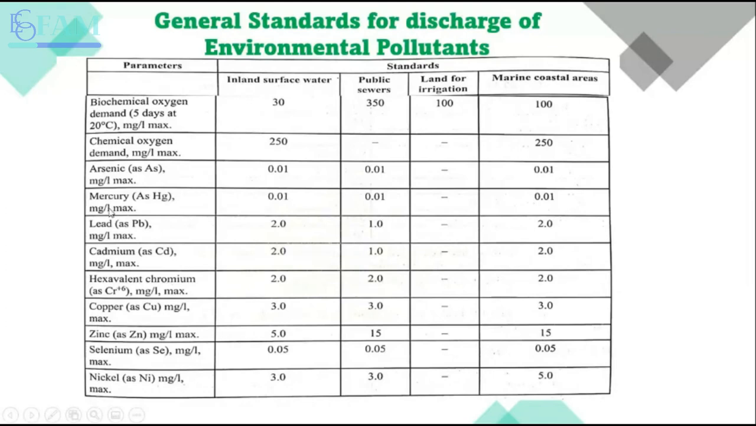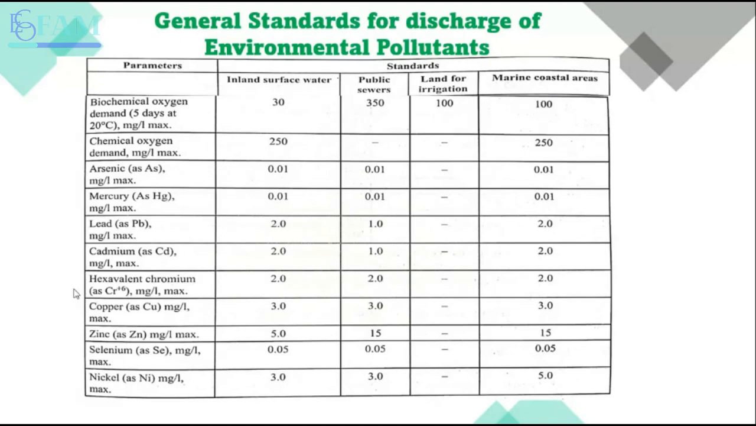Similarly, for arsenic and mercury, there are permissible limits. But I guess most of the treatment plants don't follow these parameters. They let it go like that. They don't treat it properly. The reason behind that is that most of the sewage treatment plants are overburdened.